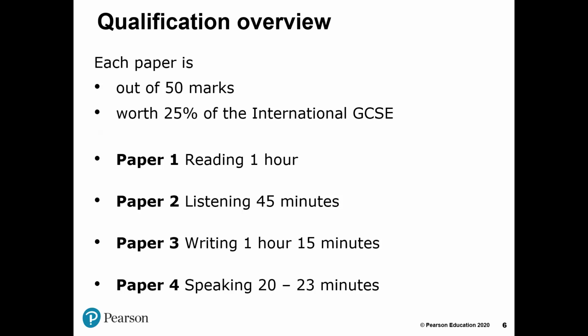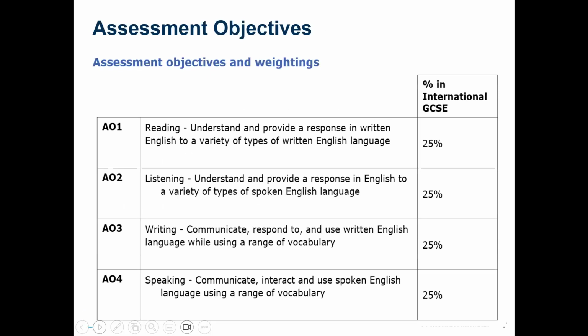So just looking at the qualification overview then, each paper is out of 50 marks, and it's worth 25% of the International GCSE. So paper 1 is reading, it's an hour. Paper 2 is listening, that's 45 minutes, and that's what we're going to look at a little bit later on today. Paper 3 is writing, and paper 4 is speaking, and the speaking tests last 20 to 23 minutes. Okay, and we're also going to look at speaking today.